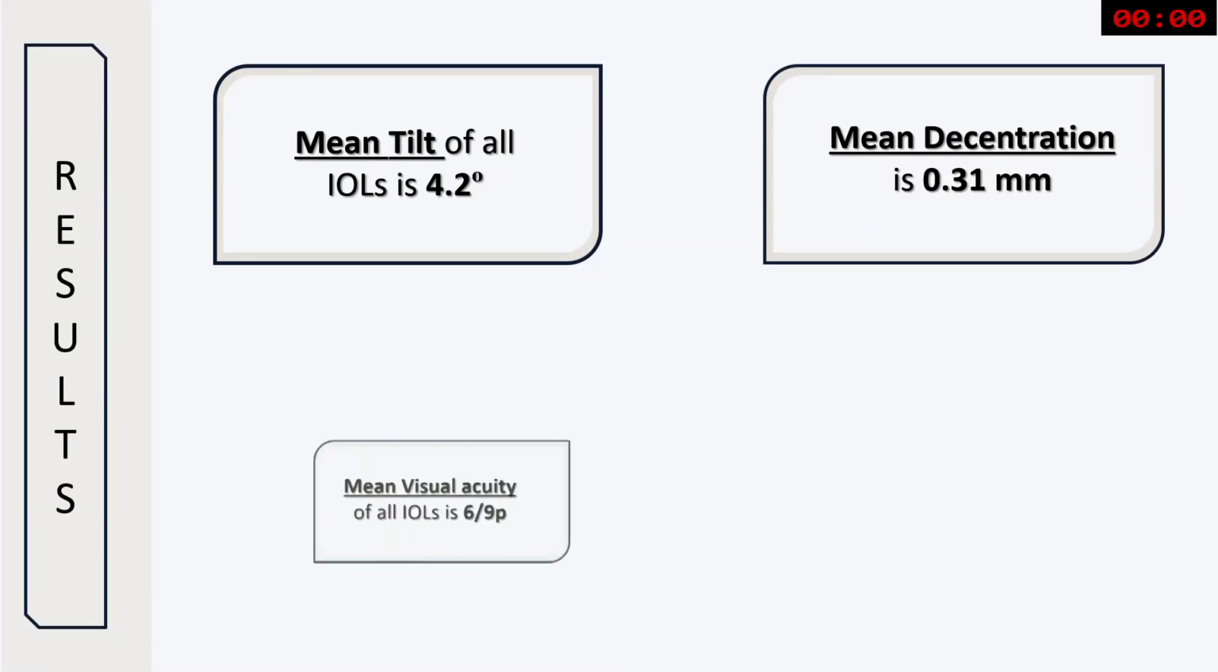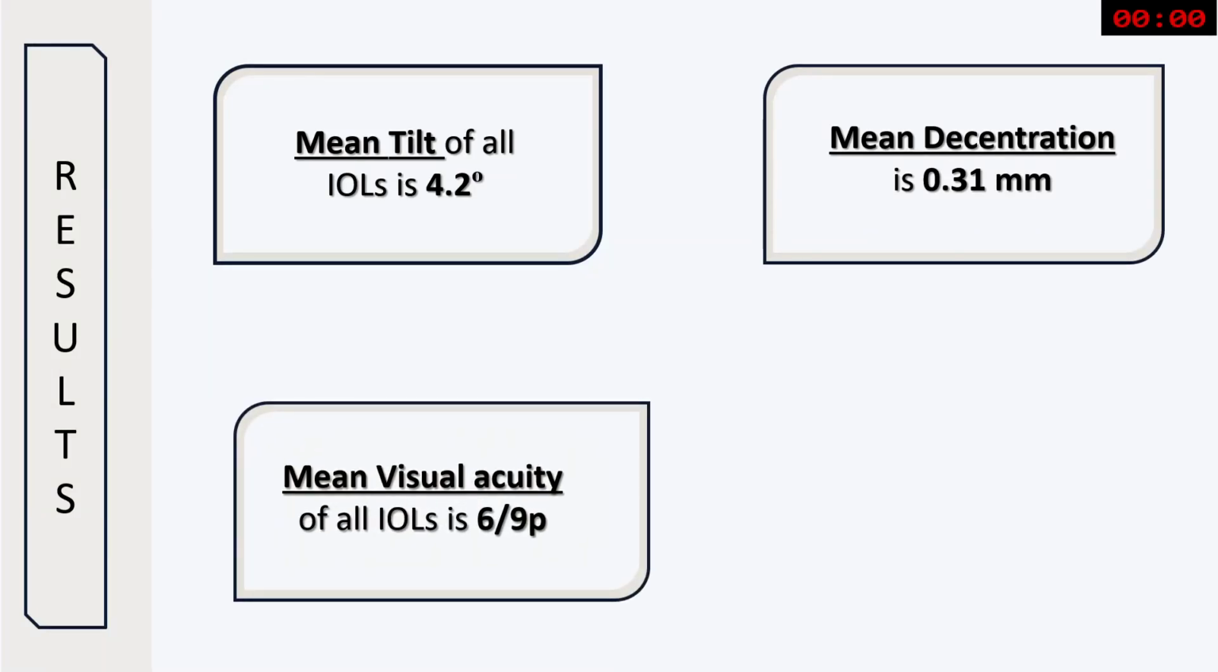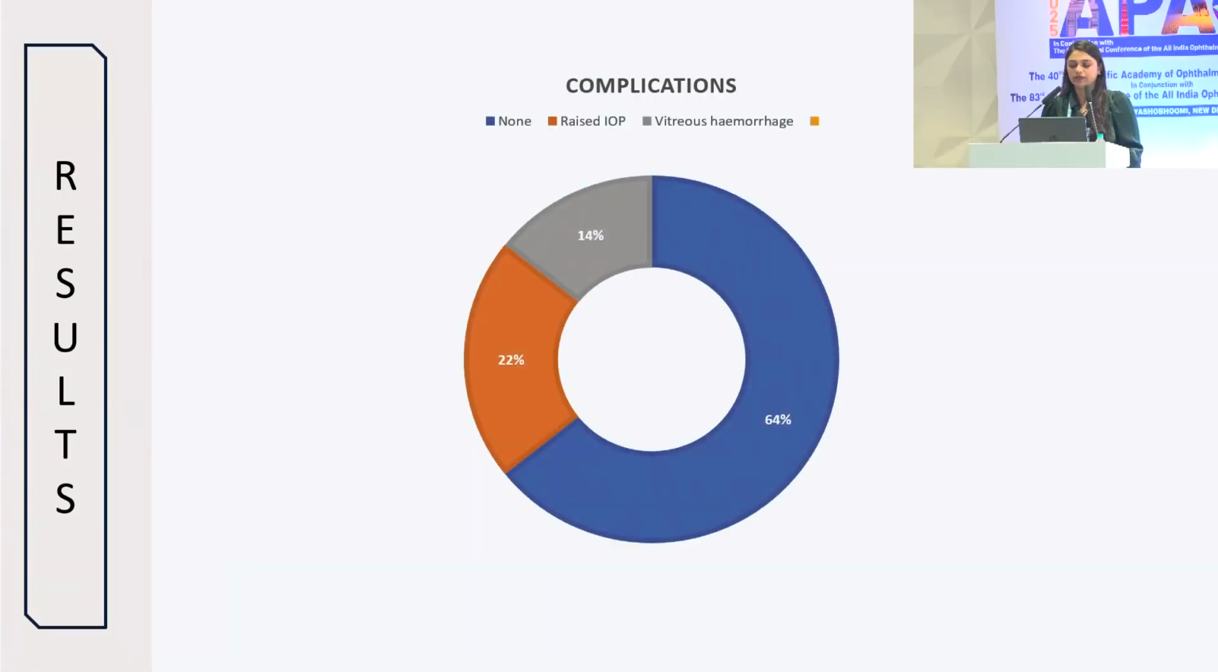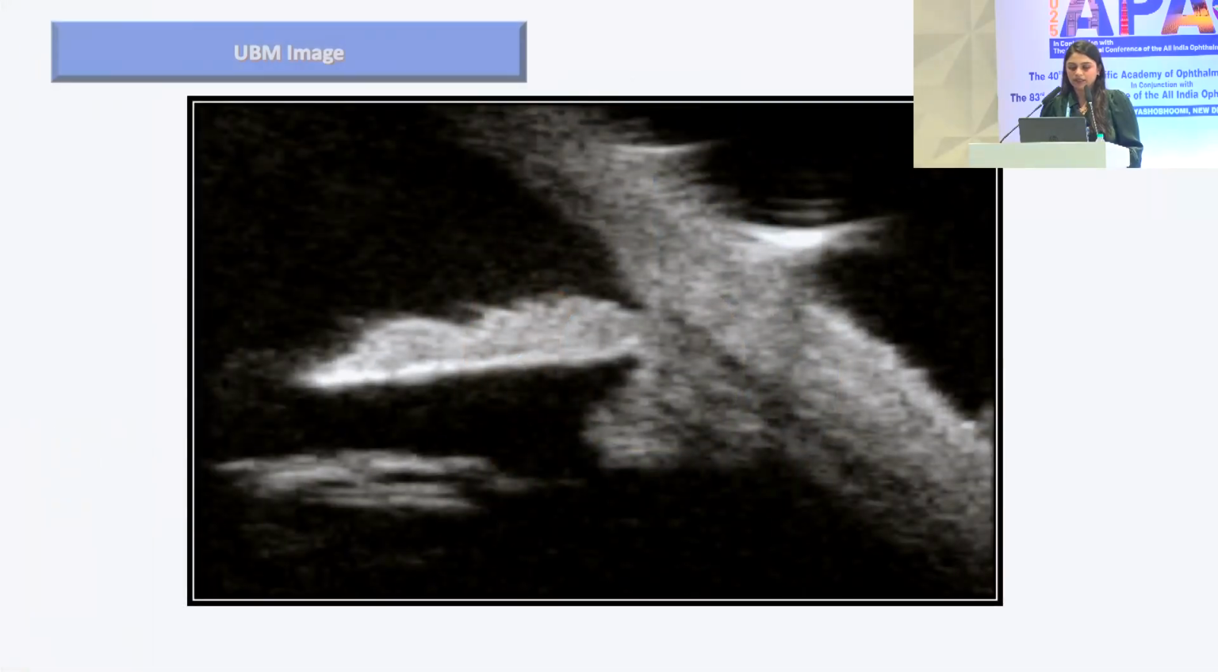As I already mentioned, mean tilt and decentration. Visual acuity post-surgery, best corrected visual acuity was 6/9. And the mean lenticular astigmatism is the astigmatism induced by the scleral fixated IOL owing to the tilt and decentration, excluding the previous corneal astigmatism, which has come up to 0.5 diopter. The complications were diffuse vitreous hemorrhage seen in 2 patients and raised intraocular pressure, which were managed conservatively. This is a UBM image which is showing the iris clearance, basically the positioning of the iris as well as the IOL.